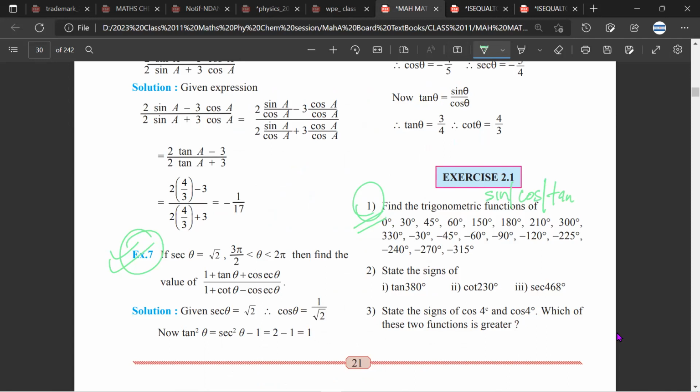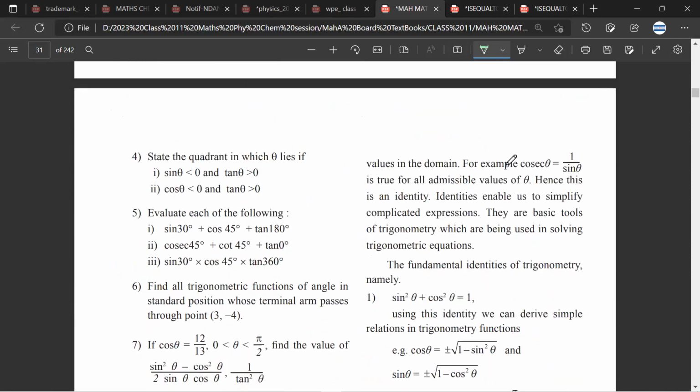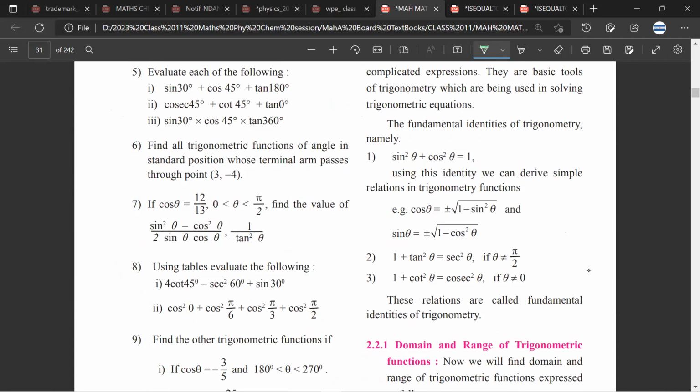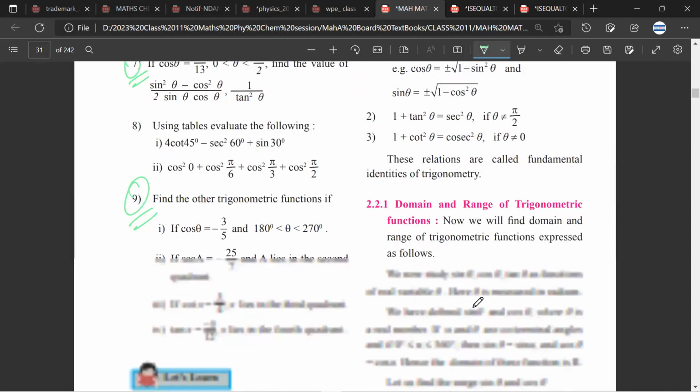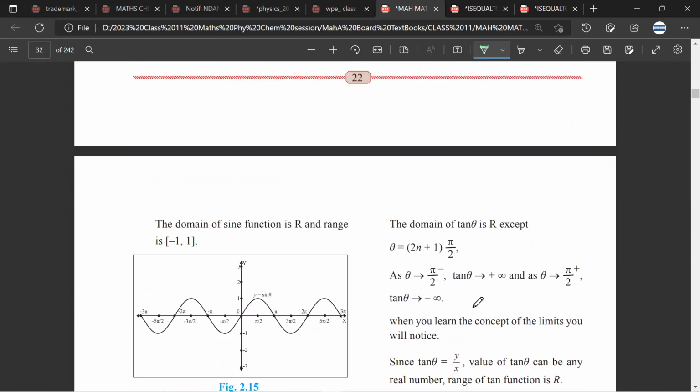Okay. Do question number 2. Do question number 4. Question number 6. Question number 7. These are easy questions. If you have understood this lecture, you'll be easily able to do this. Question number 9. Would you be able to do this? I'll try my best.